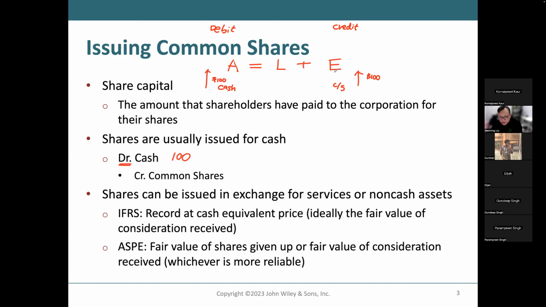Their balances will decrease, okay? Now, you can see here, credit. If I say I credit my equity account, common shares, that means that account balance will increase, okay? So in this case, I debit my asset and I credit my equity, okay? And the debit balance is 100, credit balance is also 100. They are equal, therefore it's balanced.